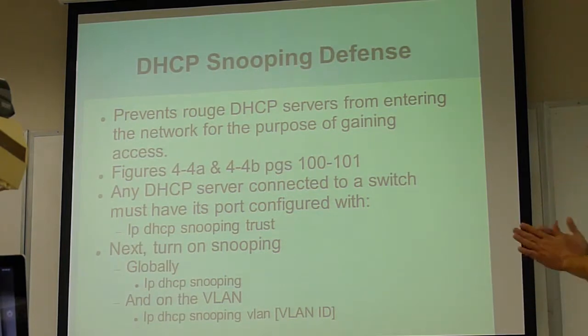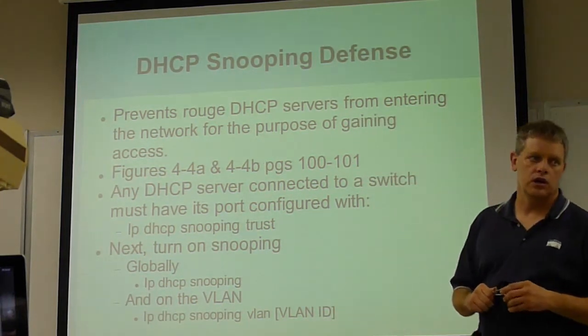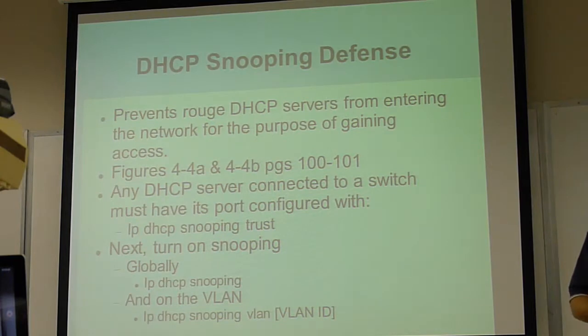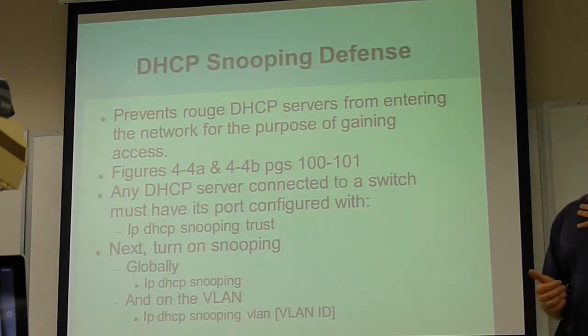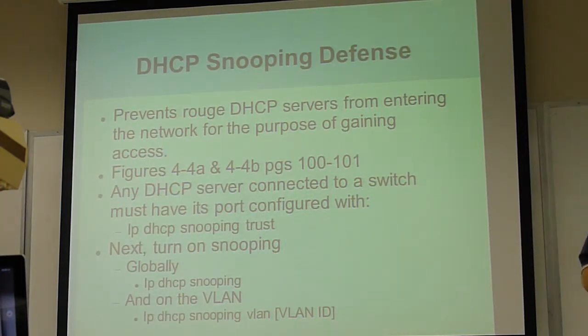Let's talk about DHCP. The DHCP spoofing defense. Alright? This prevents rogue DHCP servers from entering the network for the purposes of gaining access. One of the ways that bad guys like to get into networks is if they can gain physical control, right? They may not be able to get a DHCP address. Or, even better, they can inject a DHCP server into the network so that your clients can get a DHCP address from them instead of somebody else. Or they can bridge the network in the case of a wireless network.